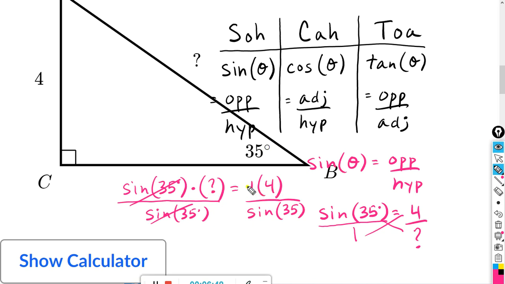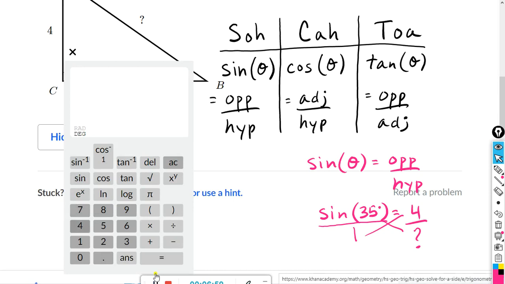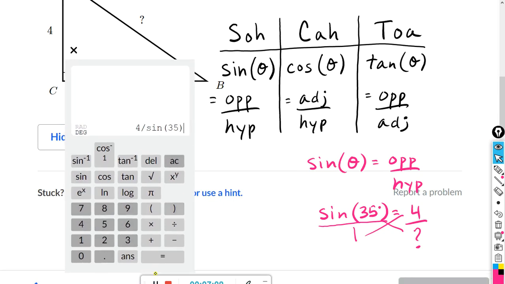I'm going to do this on the calculator. 1 times 4 is just 4, so we can ignore the 1. We're going to do 4 divided by sine of 35. Type in 4 divided by sine, and it has the parentheses, 35, and close the parentheses. See that? 4 divided by sine of 35. Make sure it's on degrees.